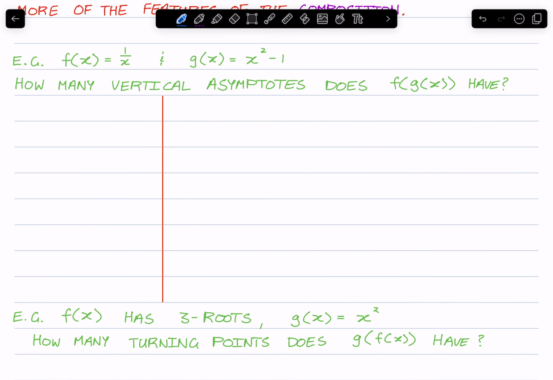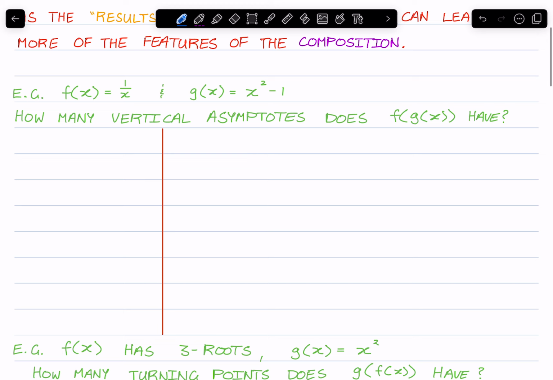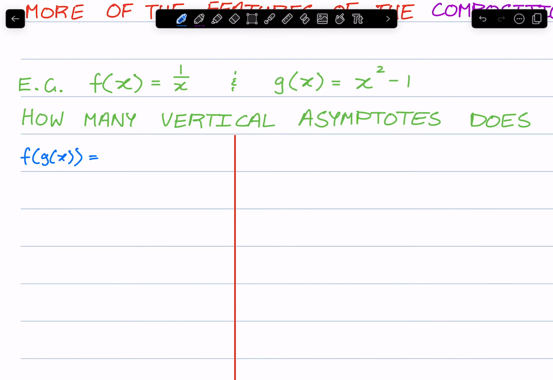We could just do this the seemingly straightforward way by just making the composition. So f of g of x. So here's 1 on x, that's f. But wherever x is, we're substituting g. So x squared minus 1.